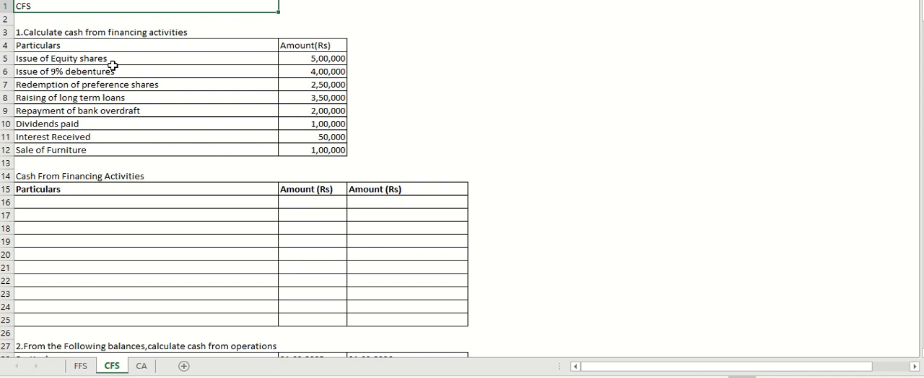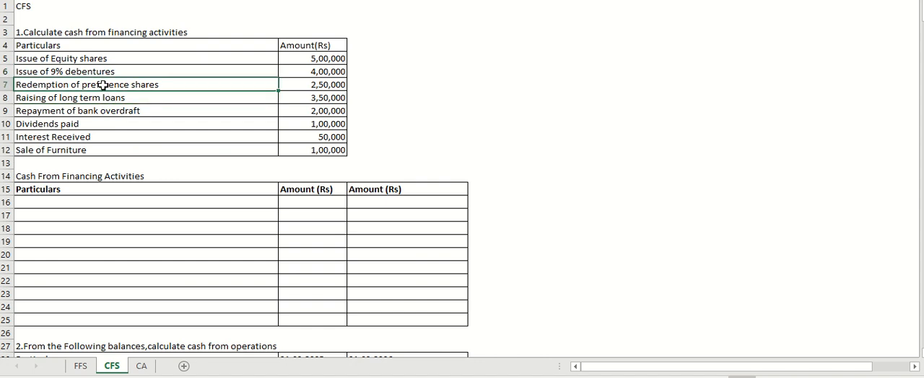So let's look at the question right now. Issue of equity shares. Issue of equity shares is part of the financing activities as it deals with the composition of the capital. It is an inflow of funds. The funds come into the business, hence you're supposed to add it. When there is inflow of funds or inflow of cash, you will add it. When there is outflow of cash, you will minus it. Issue of debentures, again inflow and financing activities, you will add it.